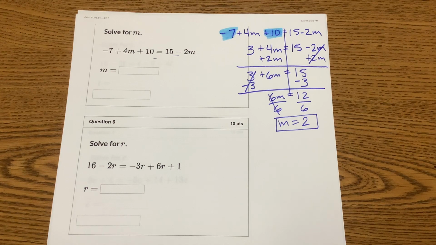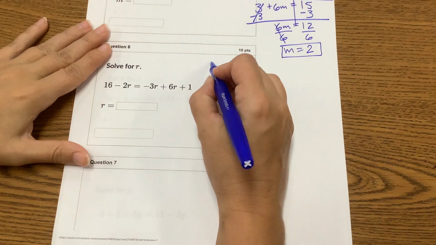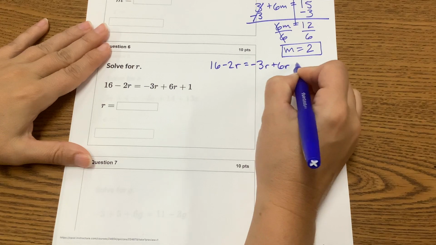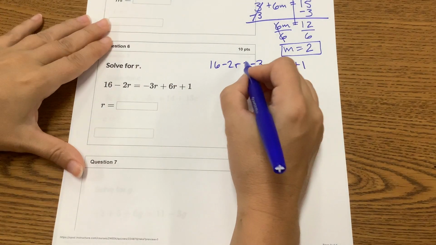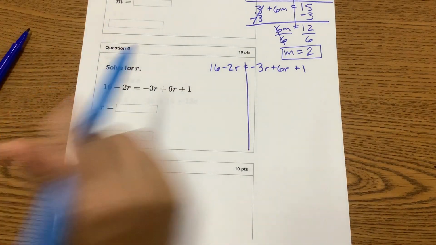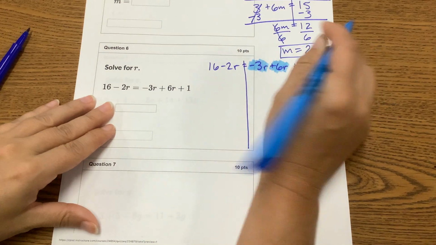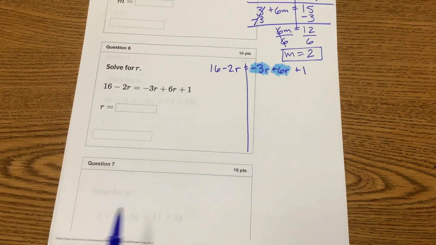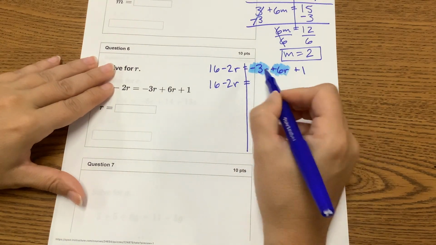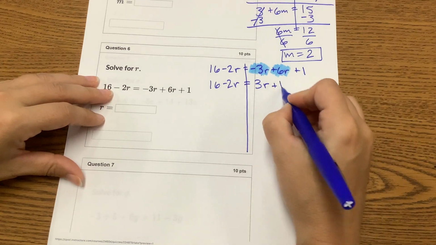Okay, let's look at number 6. 16 minus 2r equals negative 3r plus 6r plus 1. We don't have distributive property, but we do have like terms. Negative 3r and 6r are on the right side, and they will need to be added together. Bring down the 16 minus 2r. We don't need to do anything on that side. Negative 3 plus 6 is positive 3. Don't forget your variable. Bring down the plus 1.